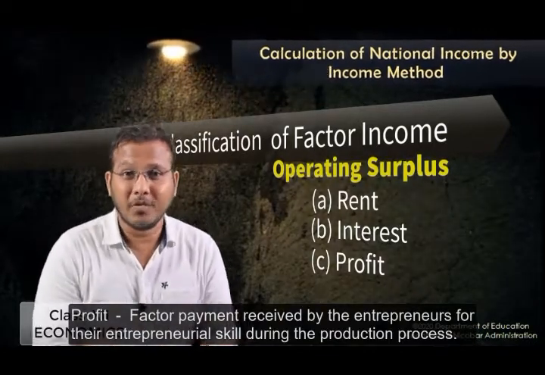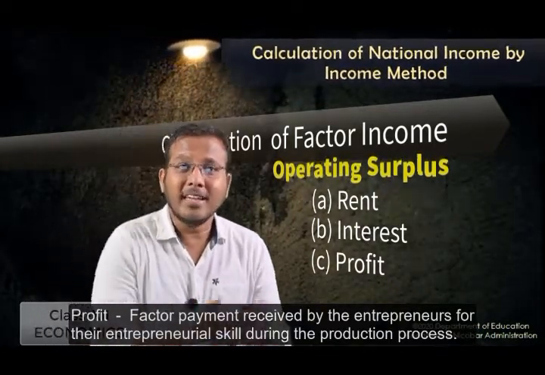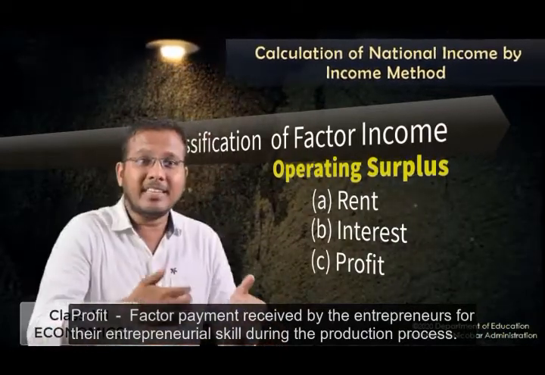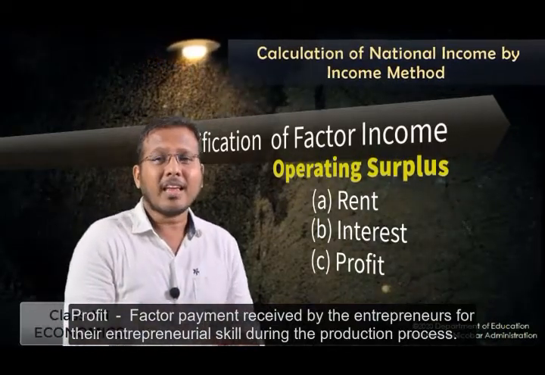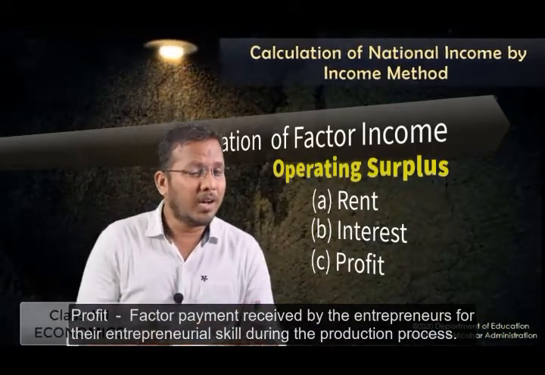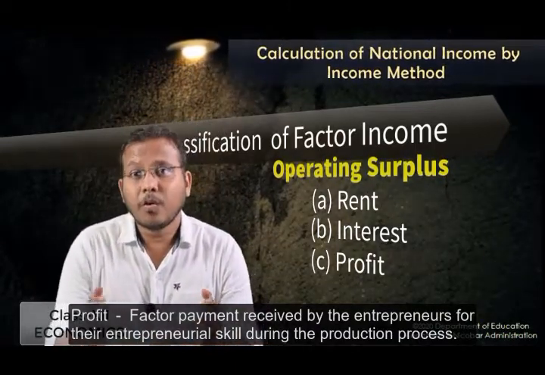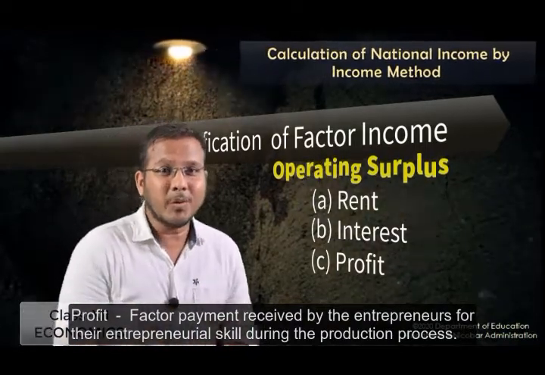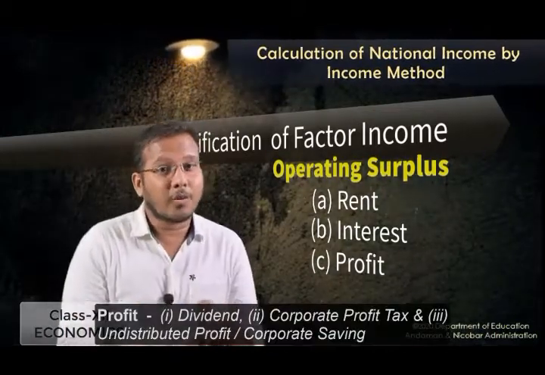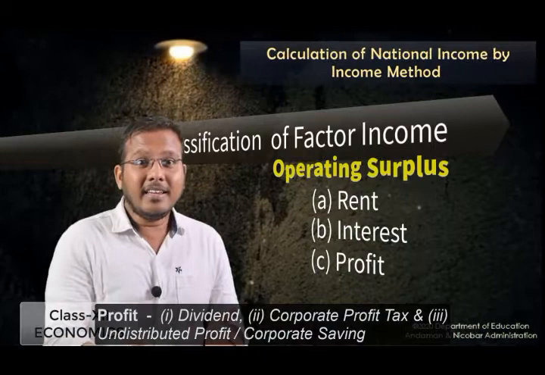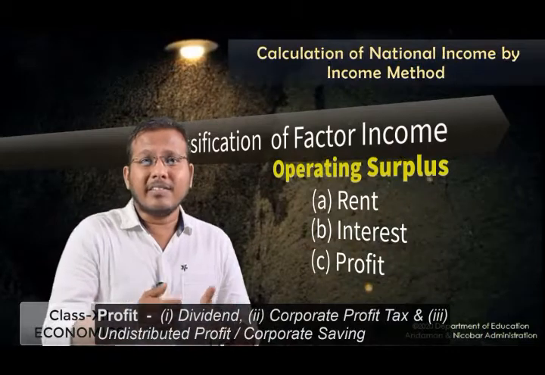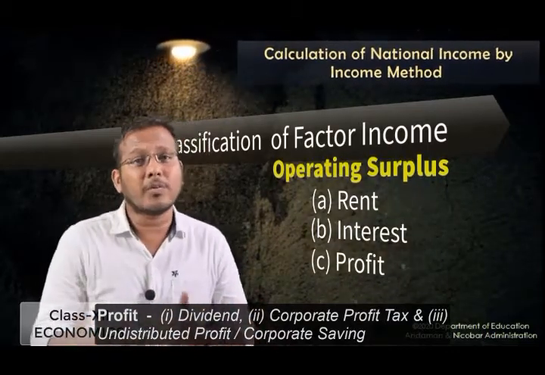And at last we have the profit. You know who gets the profit? Normally the owners of the business, or the entrepreneurship. The entrepreneur, the enterprise which runs the business or carries out the production process in an economy, gets the profit. Here we need to see one more thing. The profit is again bifurcated into three components: the dividend, corporate or corporation profit tax, and the undistributed profit.